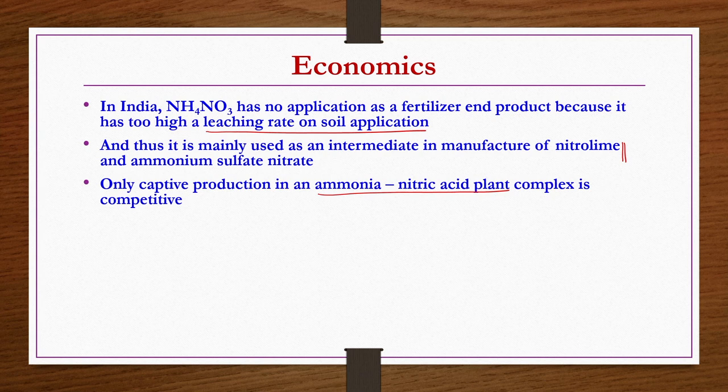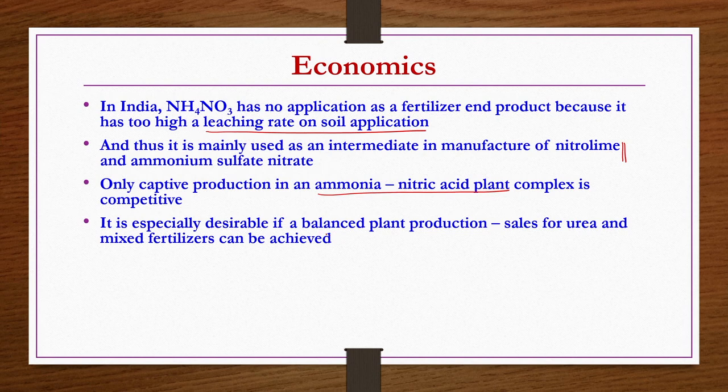This process is competitive, that's the reason we follow it, because you have several options of material production and different solid forms, and those produced materials can be used as intermediates for the production of several mixed chemical fertilizers. It is especially desirable if a balanced plant production and sales of urea and mixed fertilizers can be achieved. As I mentioned, though urea is a very good option as a nitrogen fertilizer, you cannot have 100% urea. So if you want to maintain balanced plant production and sales of urea and mixed fertilizers, you have to produce ammonium nitrate also in order to make the balance.